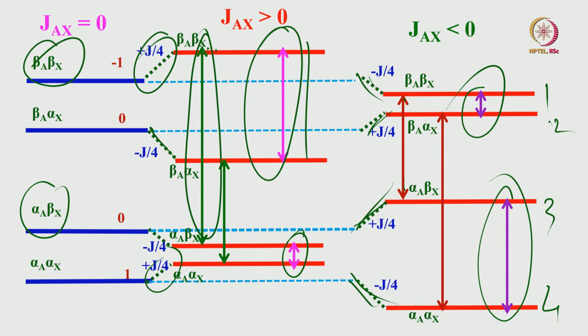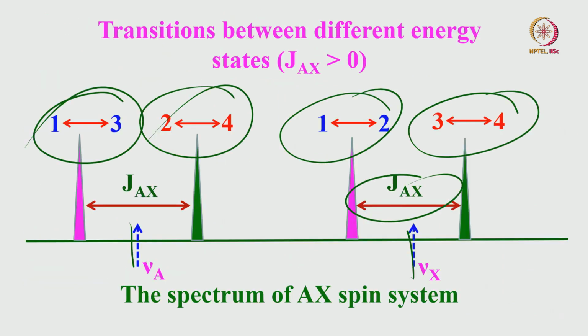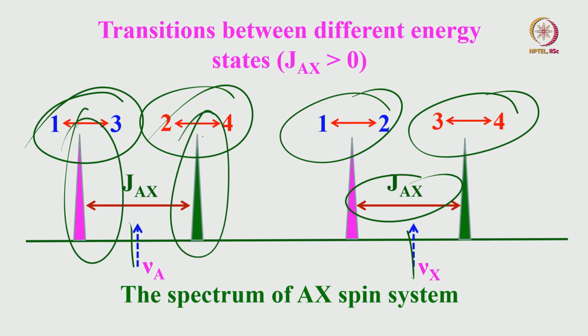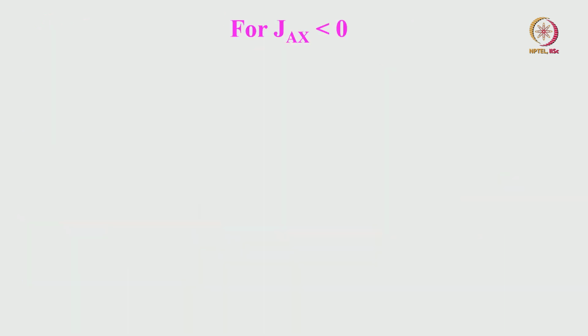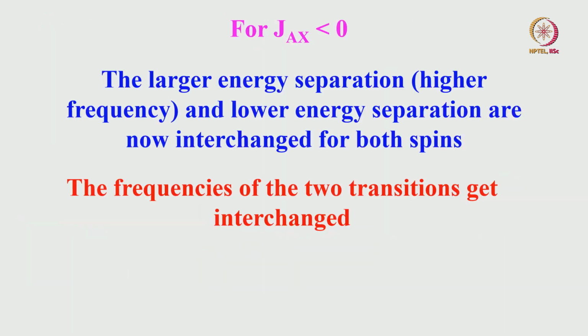What did you understand? The transition in the previous case I showed you in the previous slide, this is for 1 3, this is for 2 4, this is for higher frequency, this is for lower frequency, from the energy separation I can say that. For A, this is again higher frequency and lower frequency for X. But what happened in this case is everything gets reversed. So, when the coupling is negative, the larger separation, that is higher frequency, and the lower separation are now interchanged. As a consequence, the frequency of the two transitions gets interchanged.